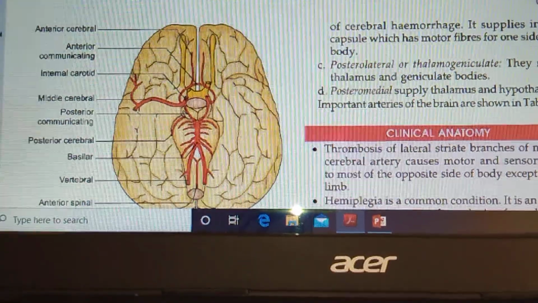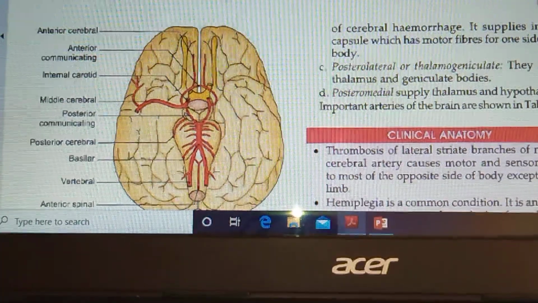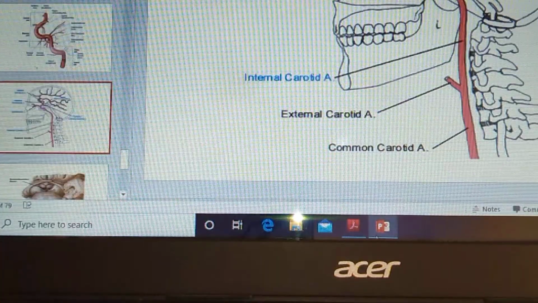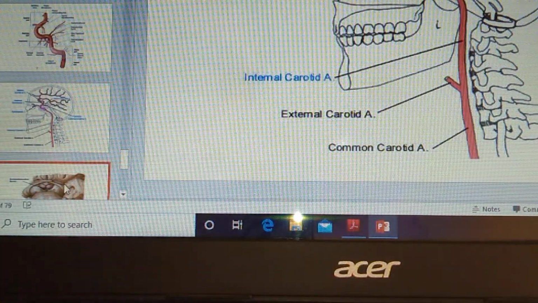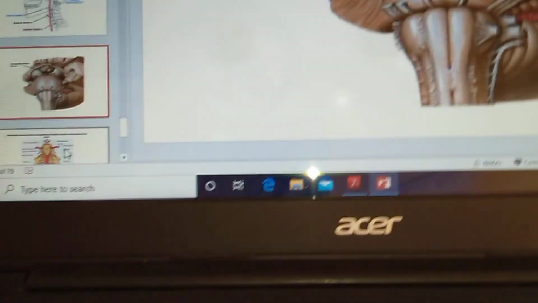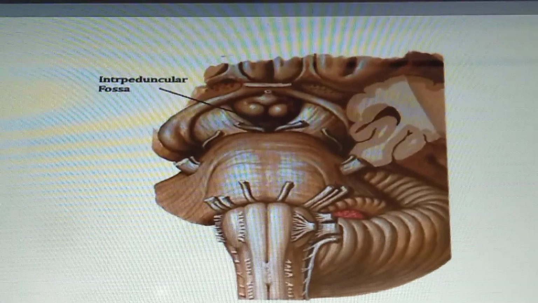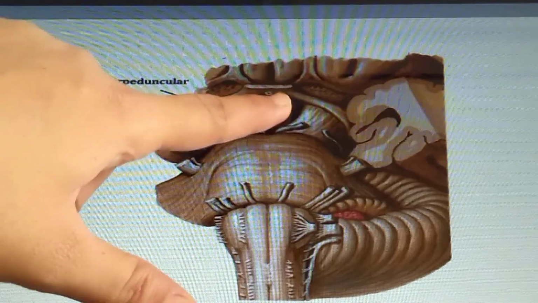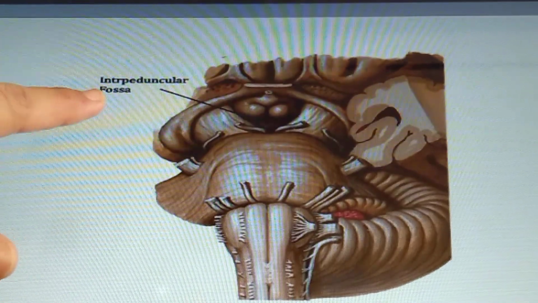It is actually a rhomboid shaped area at the base of the brain. Let us see. Yes, in this diagram you will be able to see, right? You can see this area is called the interpeduncular fossa.